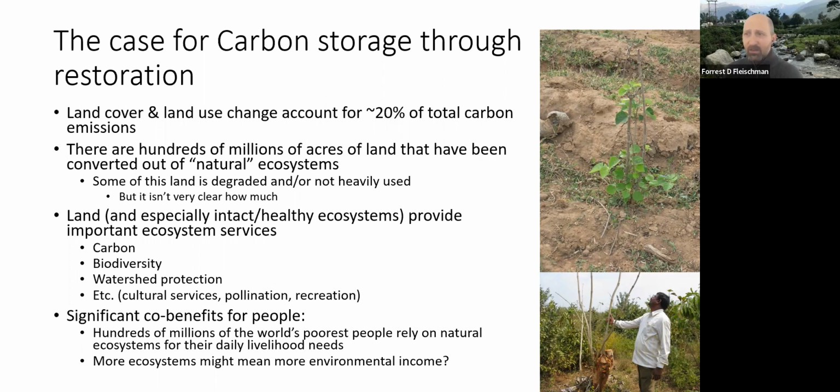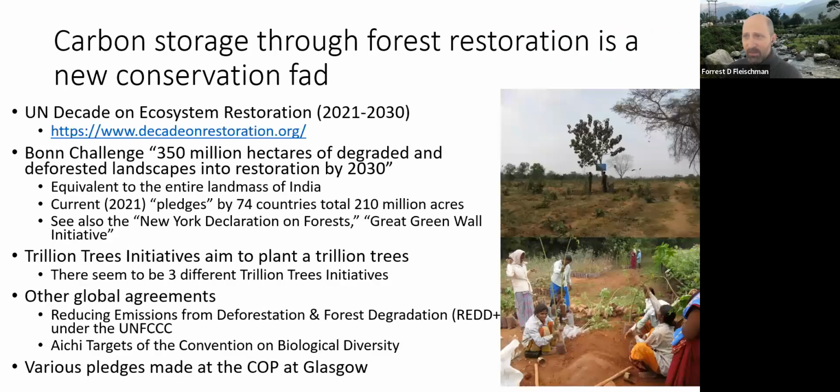And we know that a lot of land out there has been converted out of natural ecosystems, or is still in a natural state but degraded, and might be available to restore to a more natural state to provide benefits to people and to nature. I want to emphasize that it's not really clear how much land there is available for this, but it's a significant amount of land. And this has attracted global attention.